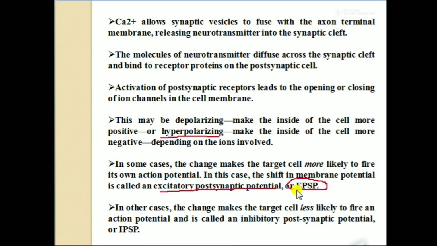in other cases, the change makes the target cell less likely to fire an action potential and is called inhibitory postsynaptic potential. In this case, they carry the information of inhibition. When we take a sleeping pill, it provides you the inhibitory information. It needs to inhibit the information that is going towards the postsynaptic region.